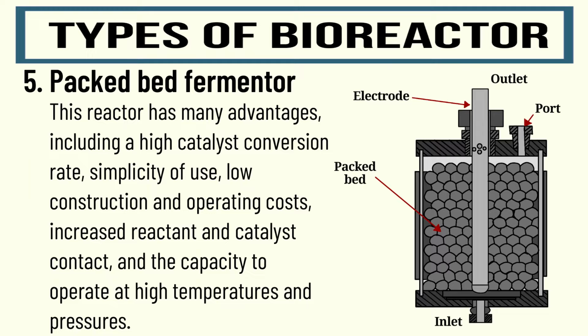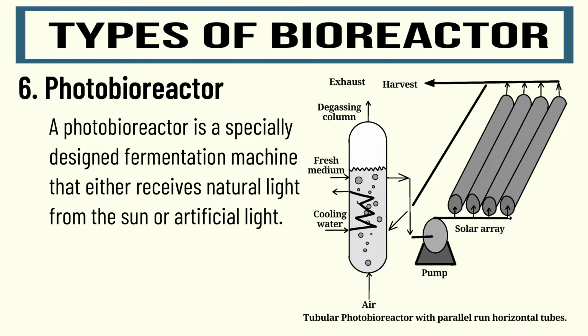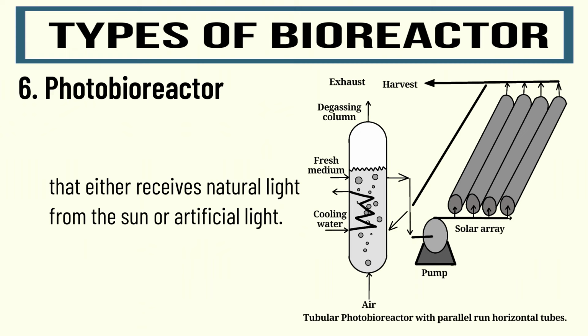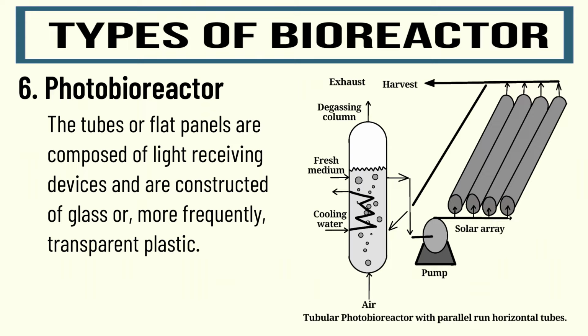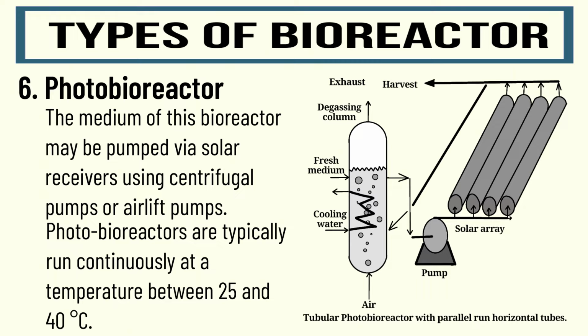Number 6. Photobioreactor. As you can see, a photobioreactor is a specially designed fermentation machine that either receives natural light from the sun or artificial light. The tubes or flat panels are composed of light-receiving devices and are constructed of glass or, more frequently, transparent plastic. The medium of this bioreactor may be pumped with the help of solar receivers using centrifugal pumps or airlift pumps. Photobioreactors are typically run continuously at a temperature between 25 to 40 degrees Celsius.